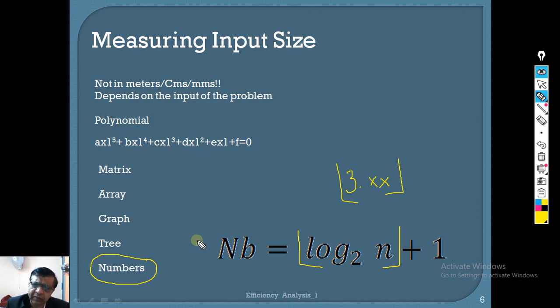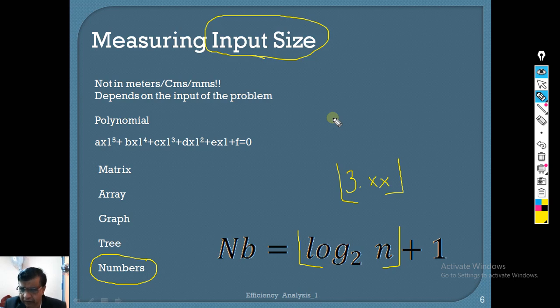And why do we measure the input size? This is the basic question that we have to pose, that we have to put forth. Because it is natural to understand that the more the input size, the slower will be the algorithm. The less the input size, the faster will be the algorithm. As the input size increases, the algorithm tends to become slow. As the input size decreases, the algorithm tends to become fast.